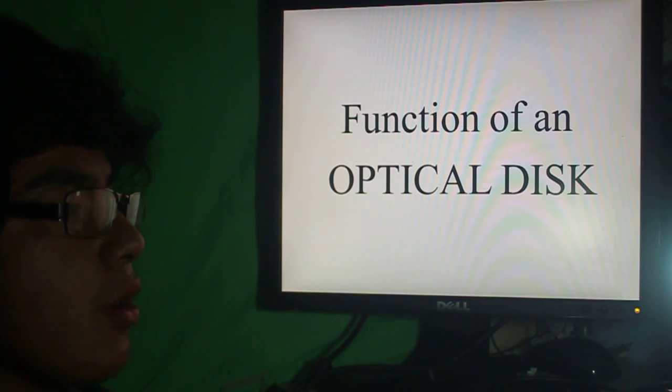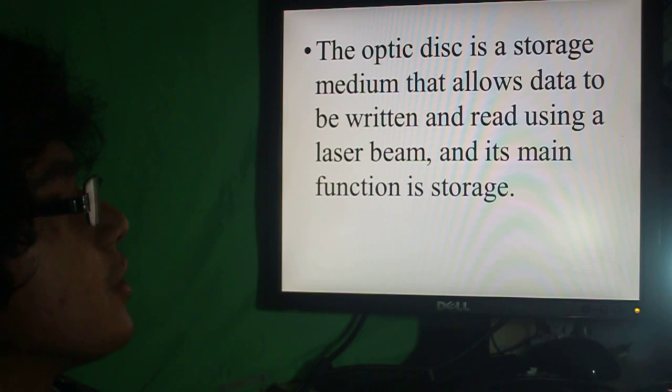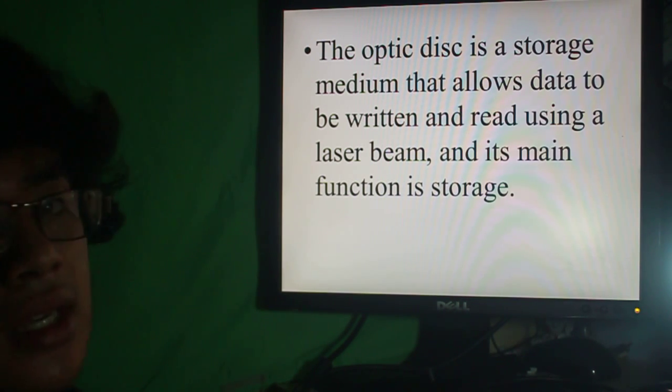Functions of an optical disk. The optical disk is a storage medium that allows data to be written and read using a laser beam, and its main function is storage. An optical disk is also a secondary storage because it's non-volatile in nature.